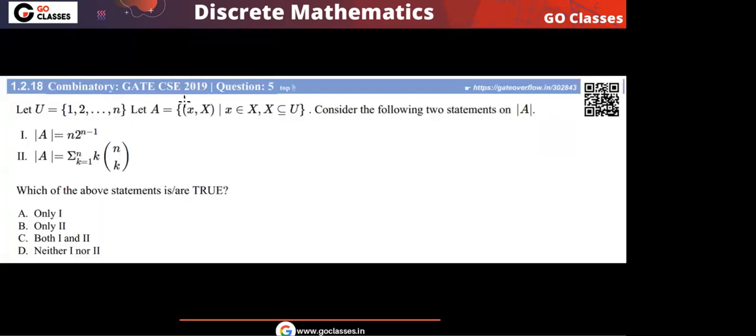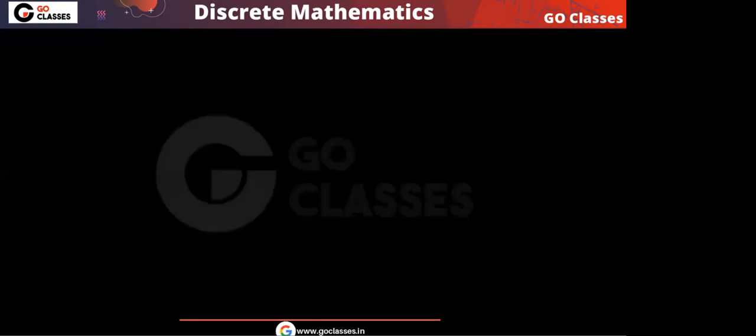Let's see this question. This is a GATE 2019 question. Can anyone try this? Actually, this question is based on one story. In basic combinatorics, three stories are very popular. Let me tell you these three stories. These stories are very popular and many times you will use them.